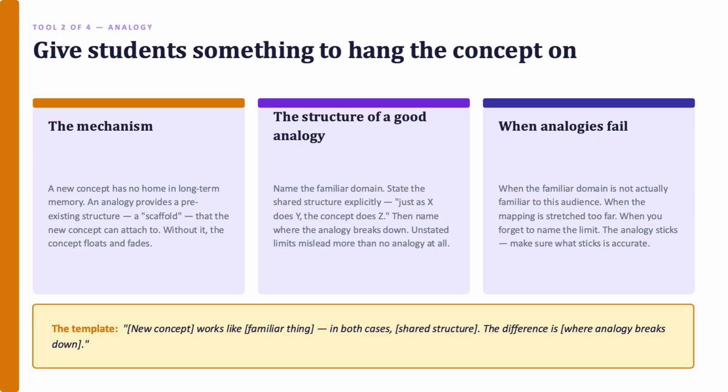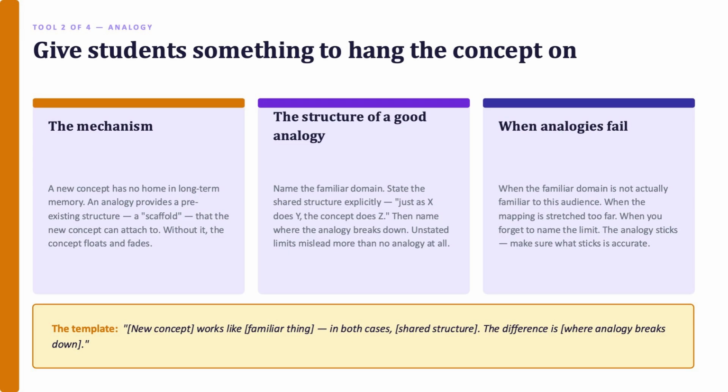First, name the familiar domain. Then state the shared structure explicitly. Just as X does Y, the concept does Z. Then, critically, name where the analogy breaks down. Unstated limits mislead more than no analogy at all.